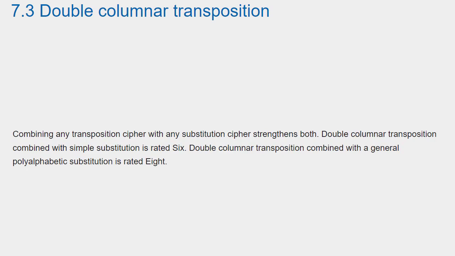Combining any transposition cipher with any substitution cipher strengthens both. Double columnar transposition combined with simple substitution is rated 6. Double columnar transposition combined with a general polyalphabetic substitution is rated 8.